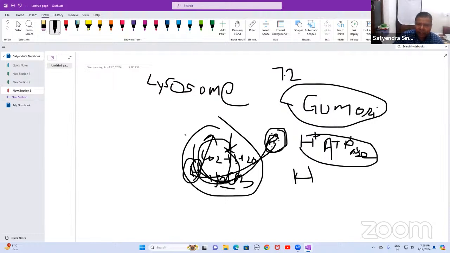It is studied by applying antibiotics. Now I am applying three antibiotics. One is tunicamycin. Whenever a cell is treated with tunicamycin, it inhibits the glycosylation of proteins.